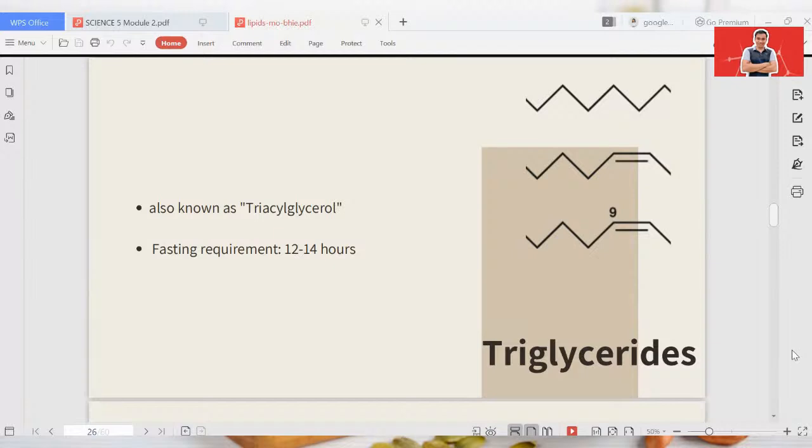So the next slide is the triglycerides. Triglycerides are a type of fat lipid found in your blood. When you eat, your body converts any calories it doesn't need to use right away into triglycerides. The triglycerides are stored in your fat cells. Later, hormones release triglycerides for energy between meals. It is also known as triacylglycerol, and the fasting requirement is 12 to 14 hours.